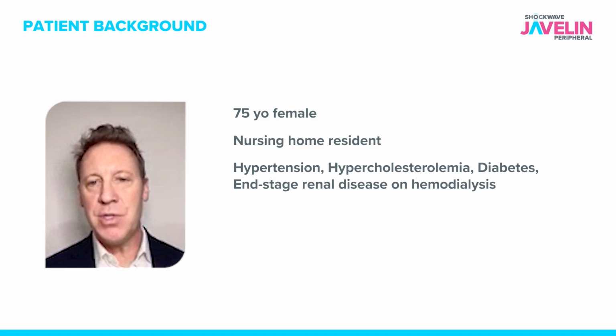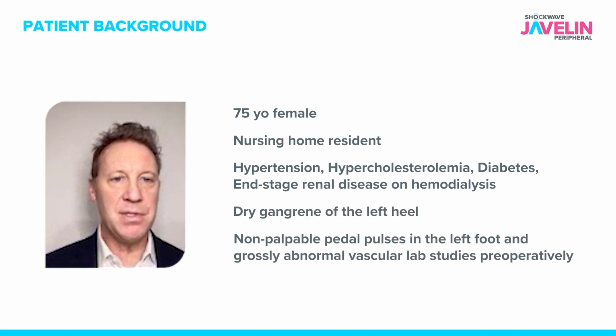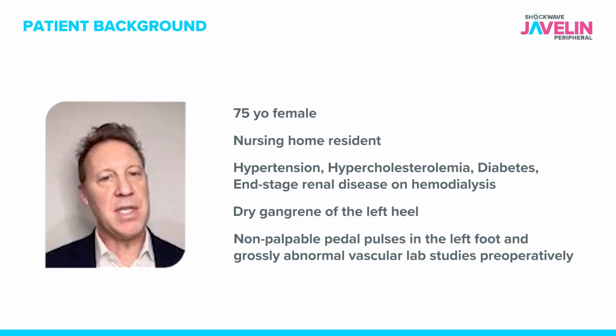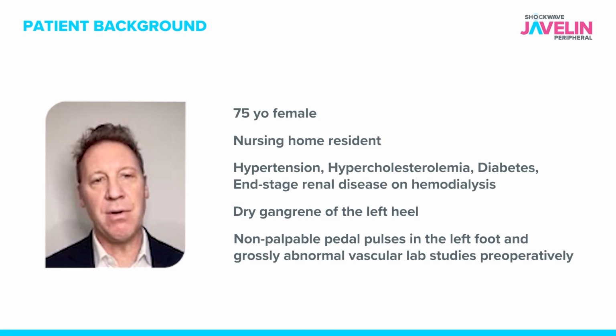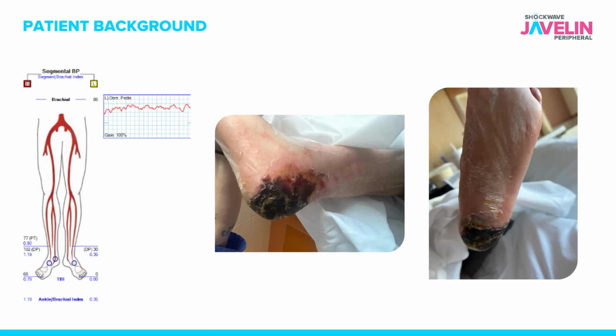So while at the nursing home, she developed dry gangrene of her left heel. She had non-palpable pedal pulses on physical exam and grossly abnormal preoperative vascular lab studies that you can see here. So the images clearly show dry gangrenous changes of her left heel, along with severely abnormal ABI and a toe pressure of 0.